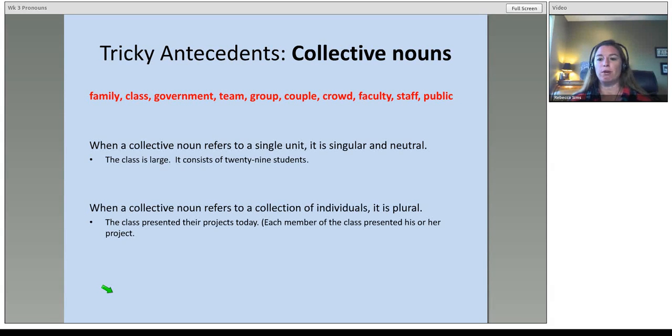Hopefully, this short presentation helps you to better understand pronouns. For additional practice, please visit the chapter in your ebook.